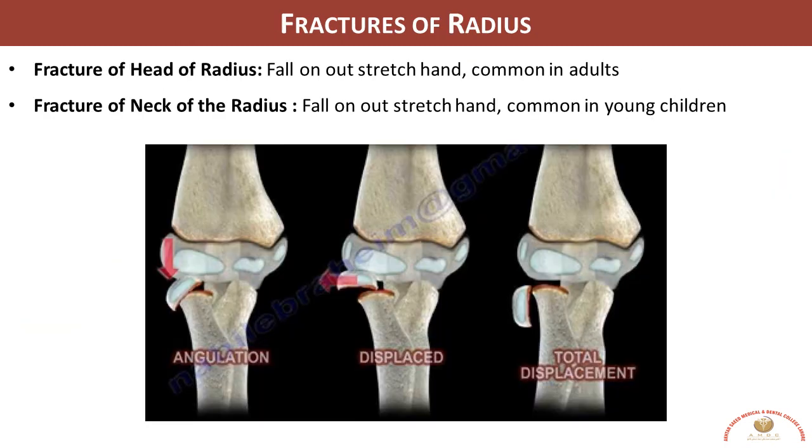So today we are going to study the fractures of radius. Fractures of radius are either from the head of the radius, neck of the radius, distal end of the radius or shaft of the radius. Here you can see this is the head of the radius. This is angulated, displaced, a total displacement of the head of the radius. It happens when the person falls on an outstretched hand, and it is very common in adults. Just below the head there is the neck of the radius. Sometimes it happens, but it is more common in young children.